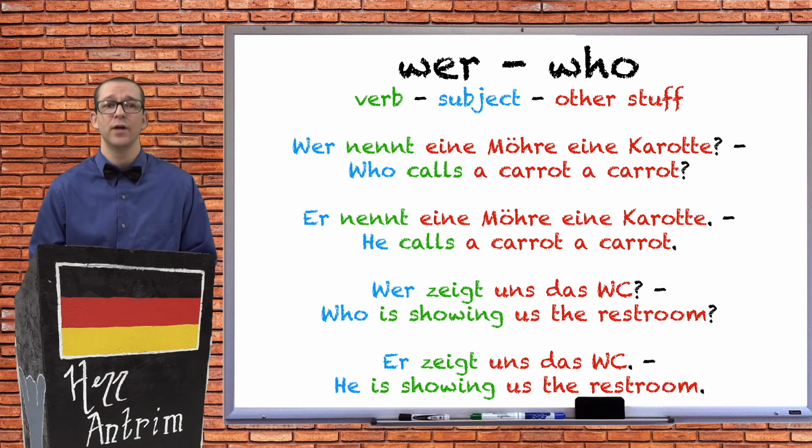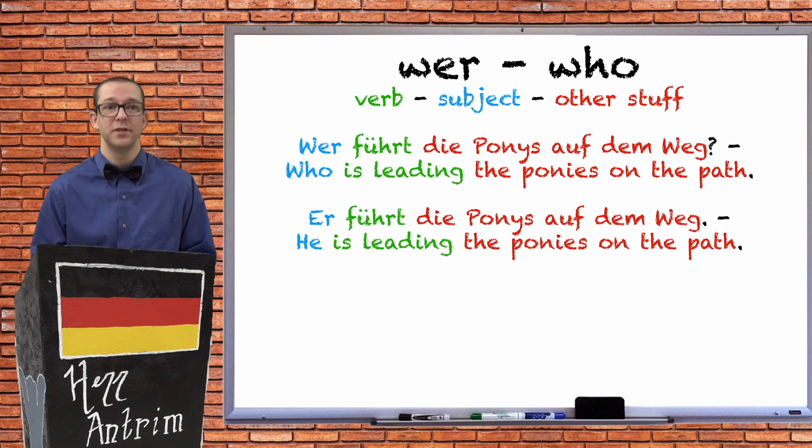Wer nennt eine Möhre eine Karotte? Who calls a carrot a carrot? Because in German there are multiple words for carrot. Er nennt eine Möhre eine Karotte. He calls a carrot a carrot. Wer zeigt uns das WC? Who is showing us the restroom? Er zeigt uns das WC. He is showing us the restroom. Wer führt die Ponys auf dem Weg? Who is leading the ponies on the path? Er führt die Ponys auf dem Weg. He is leading the ponies on the path.